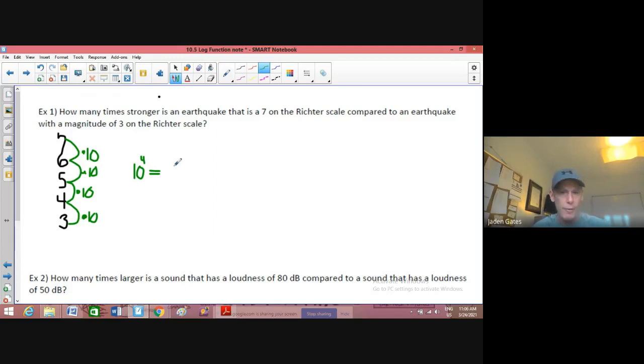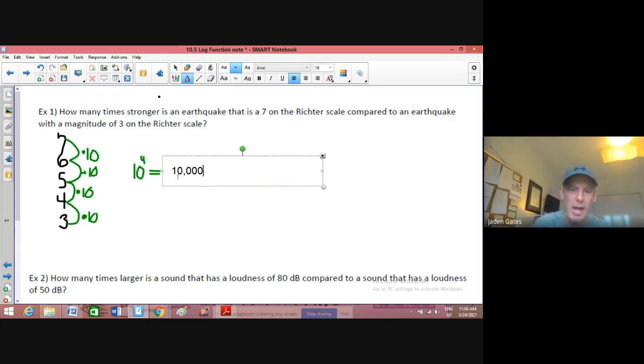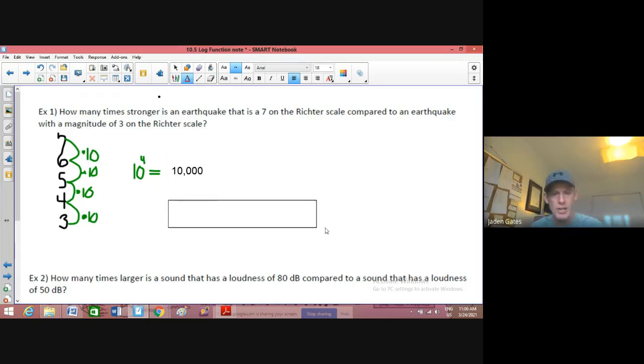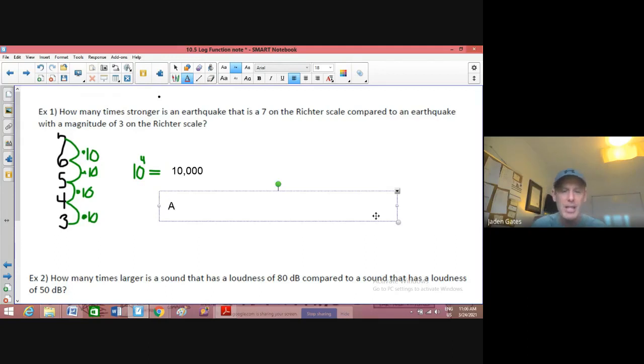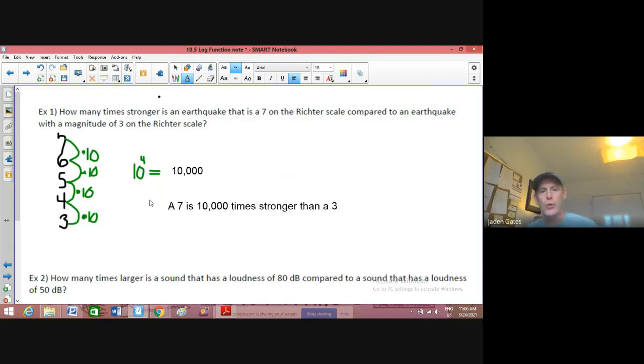And 10 to the power of 4 is actually 10,000. And so if I compare a 7 to a 3, a 7 is 10,000 times stronger than a 3. And so there is a huge difference there.